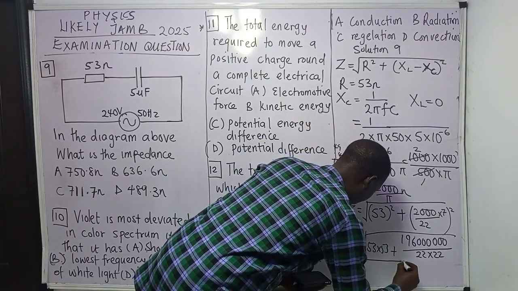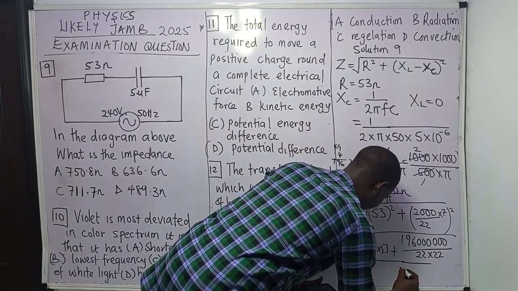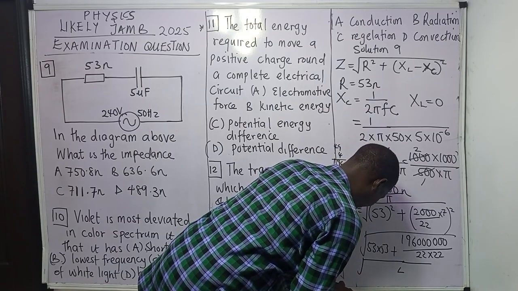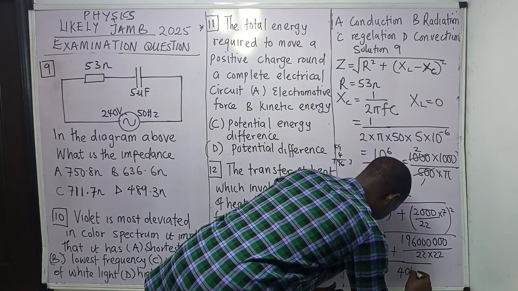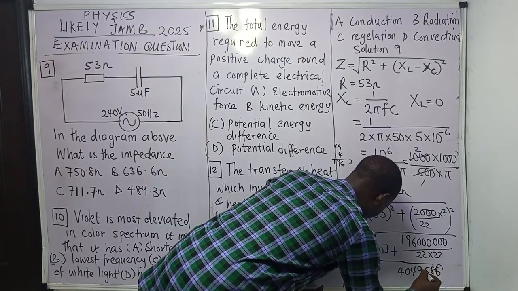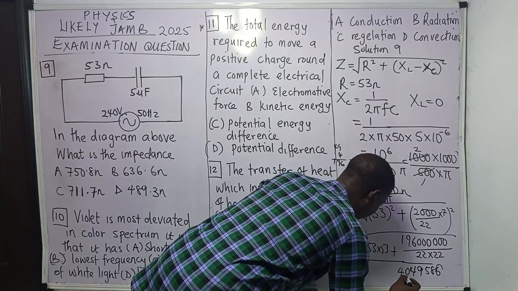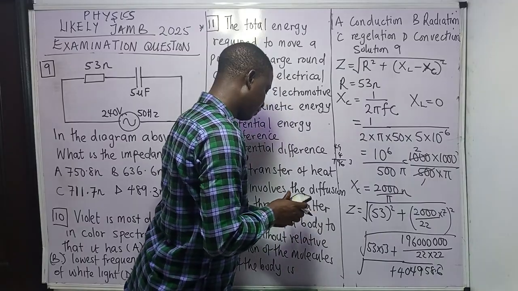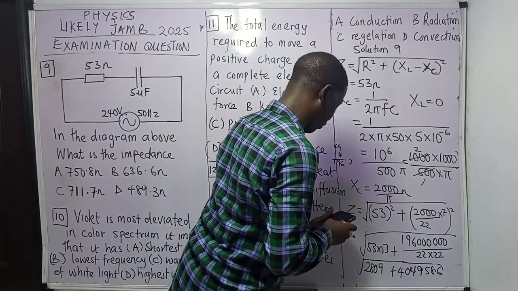So I want the square root of this one. 0.404 times this one will give us 4049586. Then we are going to have 53 times 53, which is 2809. So if you add it together, 4049586 plus 2809.